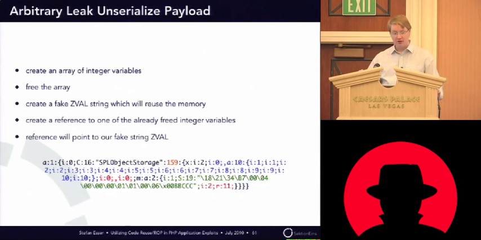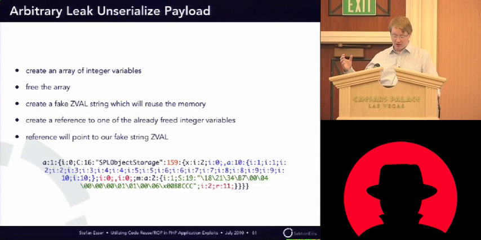So to actually achieve the attack, you just have to send this little piece of serialized data. What it does is, first it creates an array of integers. Then it frees the arrays, and this frees all the integers. This means you have a lot of free variables right now, and a lot of references in the var table that are pointing to unallocated memory.